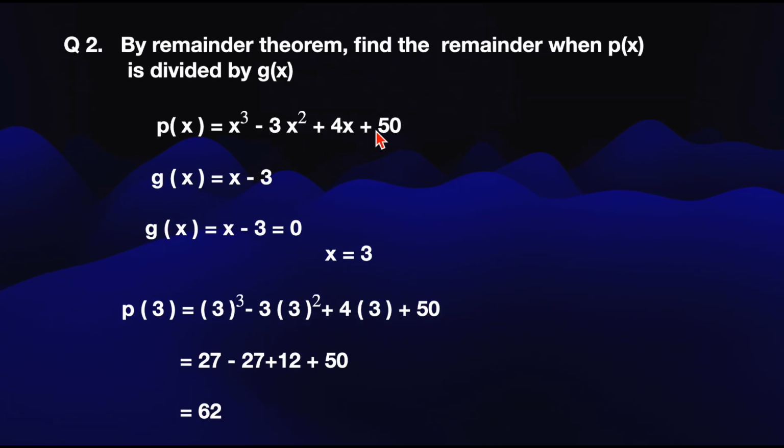So look at this polynomial and this is g(x). Put g(x) is equal to 0. x will be equal to 3. Put 3 in the polynomial. You get the value 62. This is the remainder.